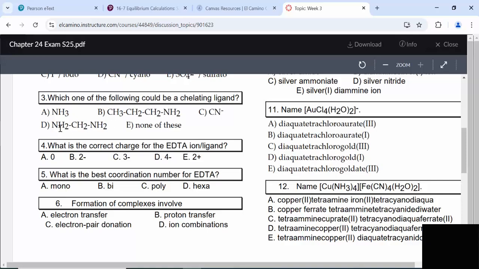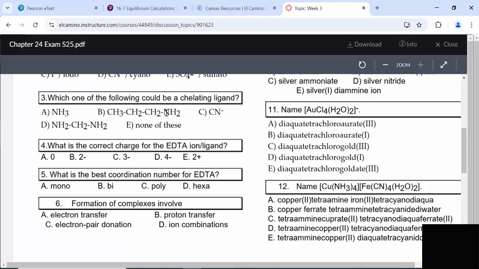D looks like it could potentially, but what's the problem with D? Four-membered ring. It would be too strained. So this nitrogen and this nitrogen could donate potentially, but the four-membered ring that results would result in 90-degree bond angles for sp3, which is 109. So too much ring strain.